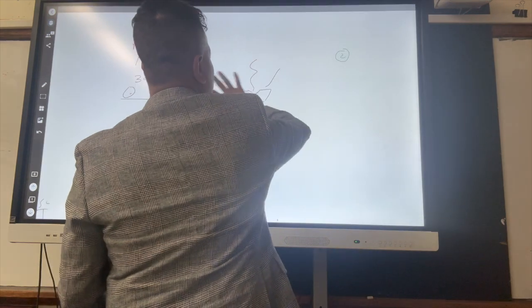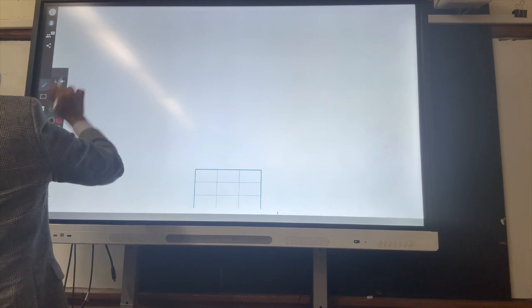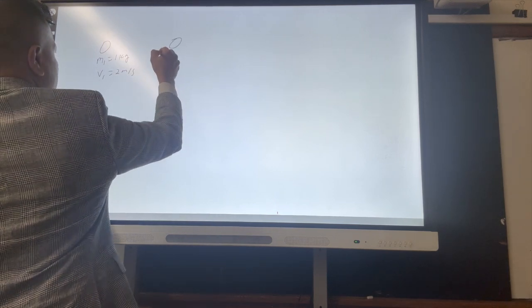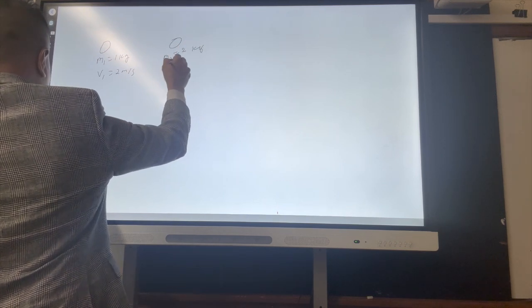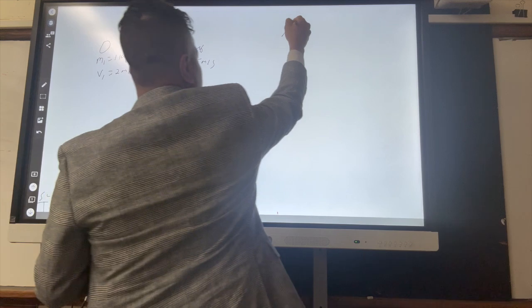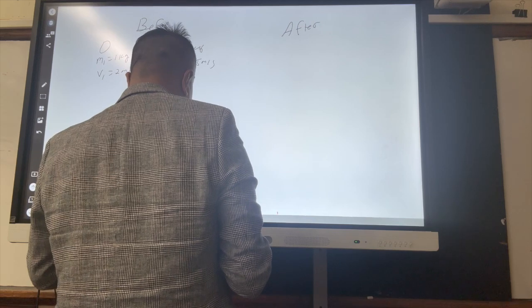Problem 3 is supposed to be very easy. It's a momentum problem. M1 is 1 kilogram and moves at 2 meters per second. M2 is 2 kilograms and moves at 1.5 meters per second. This is before. After the collision, M1 is moving with 1 meter per second.